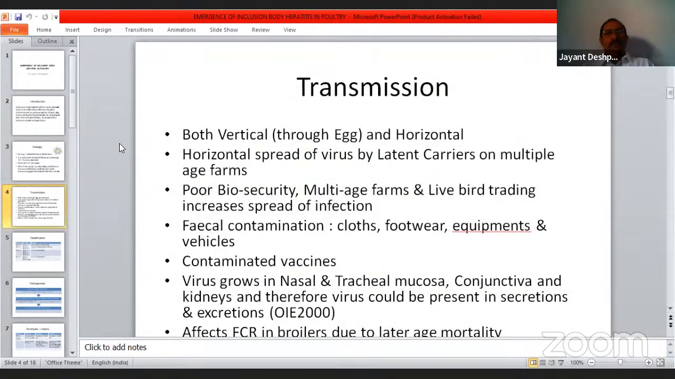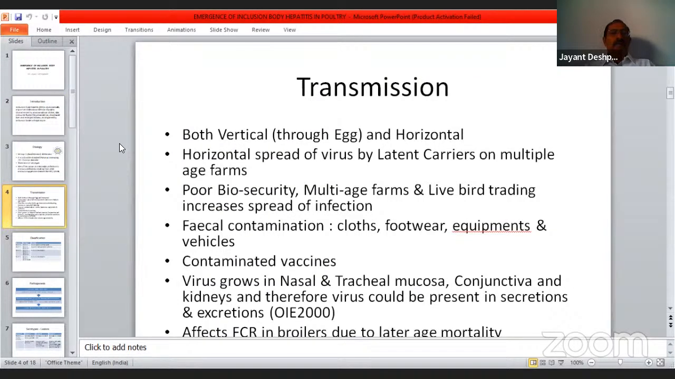Transmission: it can transmit vertically, through parents to the commercial chicks through eggs, and lateral or horizontal transmission is also present. Horizontal spread is by latent carriers. That means once the bird is infected, it remains a carrier forever. Latent means the birds are not showing lesions or signs or symptoms, yet they transmit the disease to fresh birds, especially in multiple age farms.